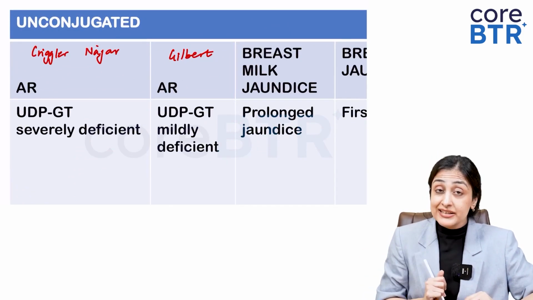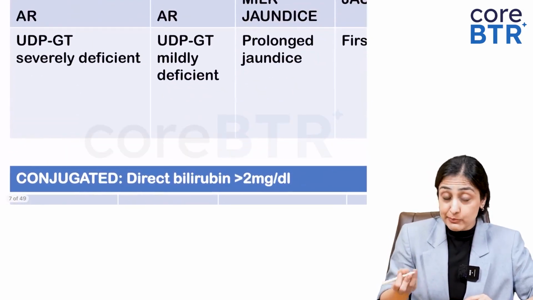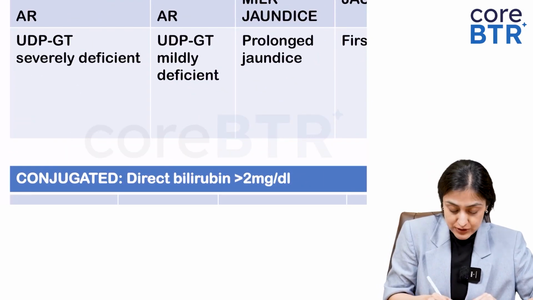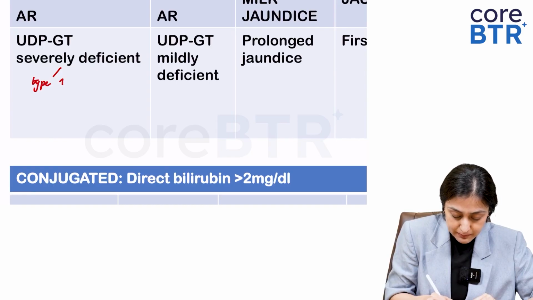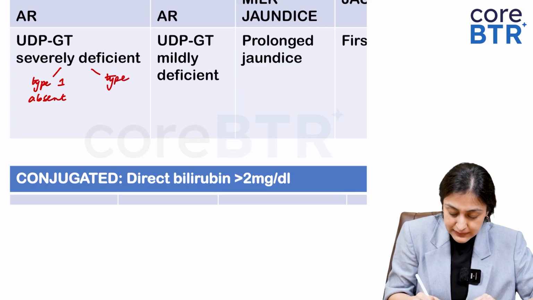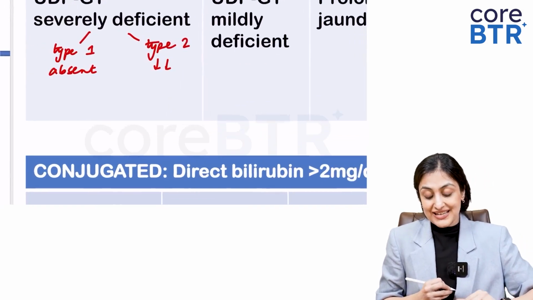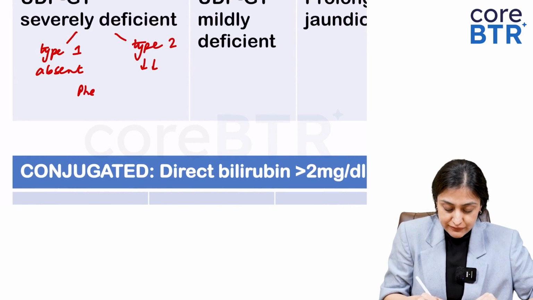Okay? So Crigler-Najjar, two types, type 1, type 2, where you don't have this UDP. In type 1, it is a completely absent enzyme, whereas in type 2, it is severely deficient. So one test to distinguish these two is going to be phenobarb.